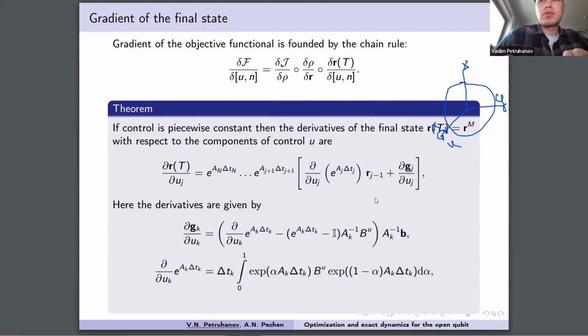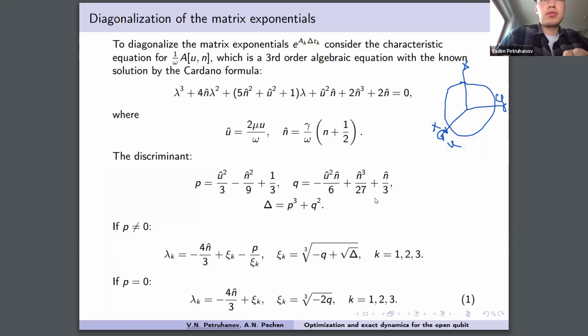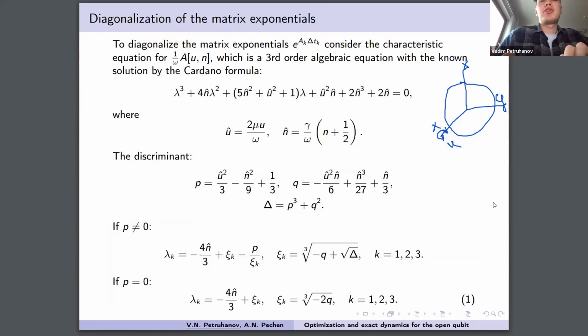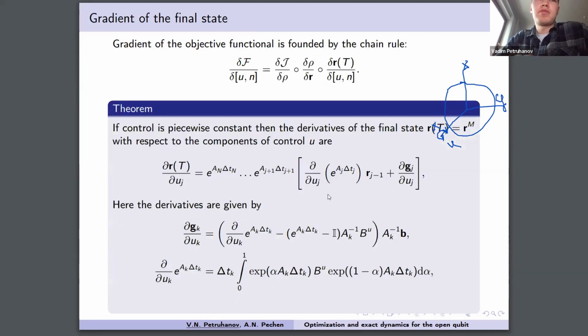Let's move further. So these formulas are quite simple, and it is very interesting. Can we diagonalize matrix exponentials that enter these formulas for the dynamics and also for the gradient?